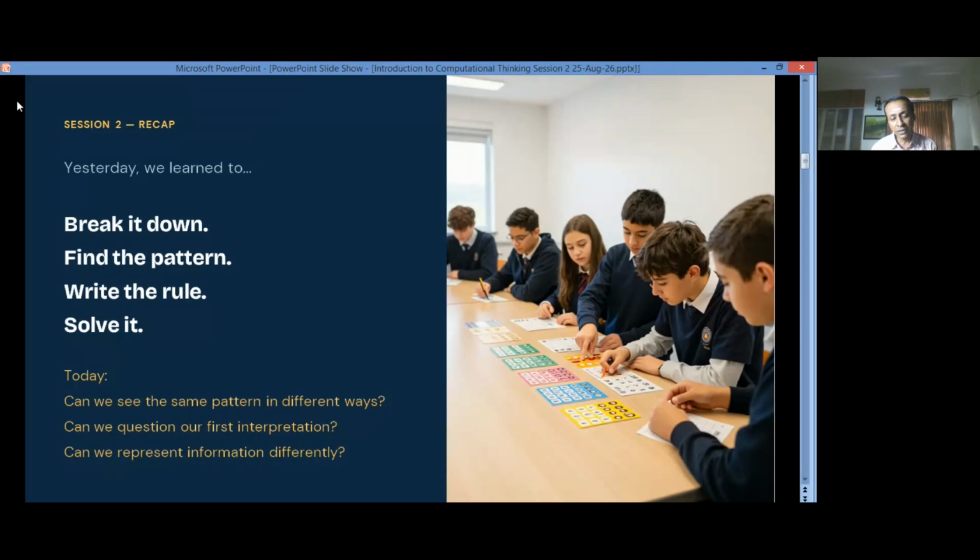And can we represent information differently? And the whole idea of computational thinking is about patterns, representations, coding, and all these aspects.